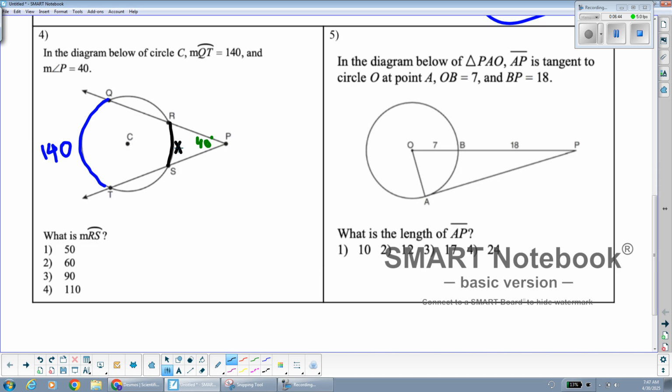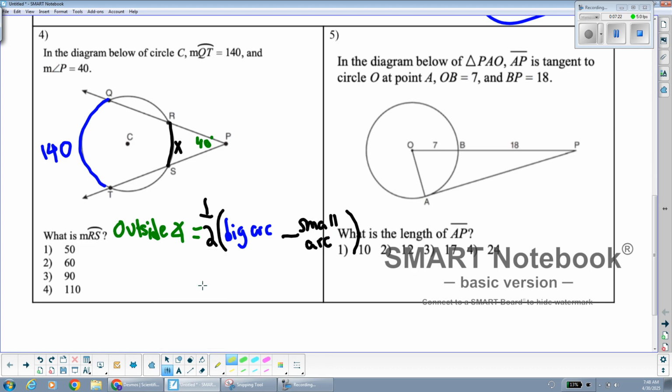So what we're going to be using here is our theorem for arcs and angles of outside segments. And that is that the outside angle equals half the difference of big intercepted arc minus small intercepted arc.